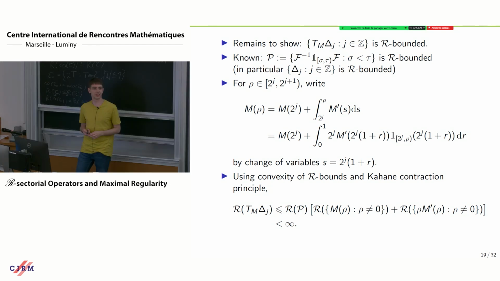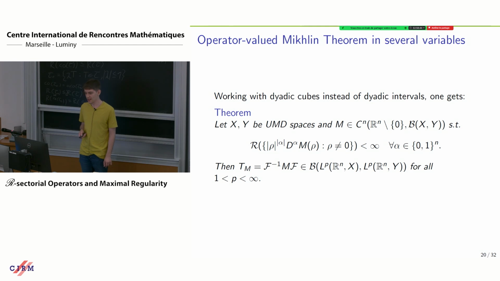Okay, so now in the next step I will comment on how to extend this to several variables. So this was now only on the real line. And if you think about the scalar valued Mikhlin theorem, you might know that C1 is not enough in general, but you need higher derivatives depending on the dimension. And so it's no surprise that this will also happen here. So the proof works with dyadic cubes instead of dyadic intervals and is of course much more technical, so we will not do it, but the idea remains the same.